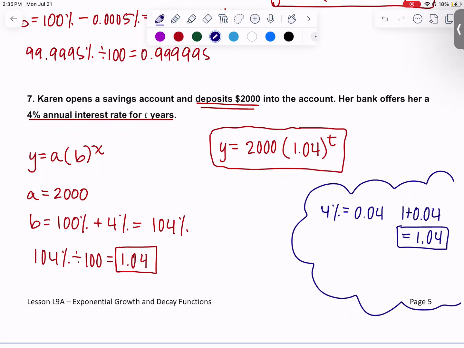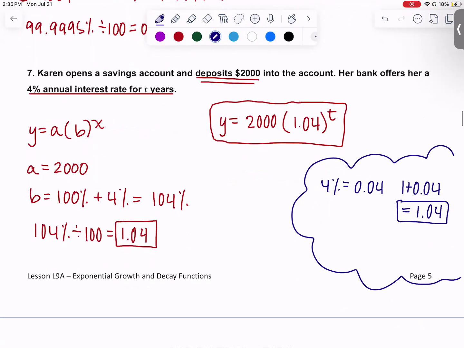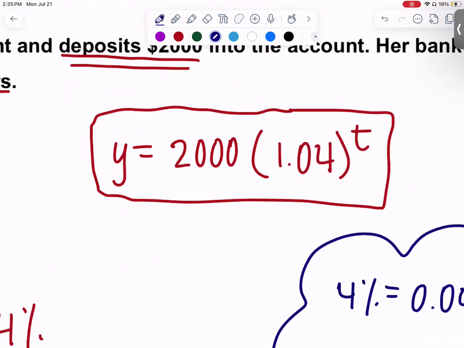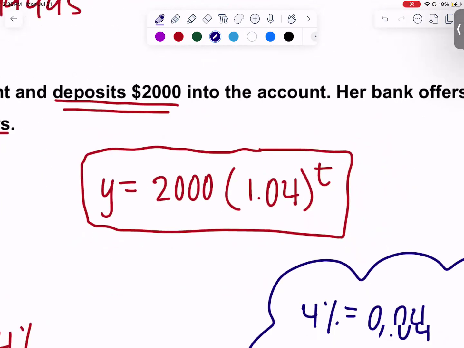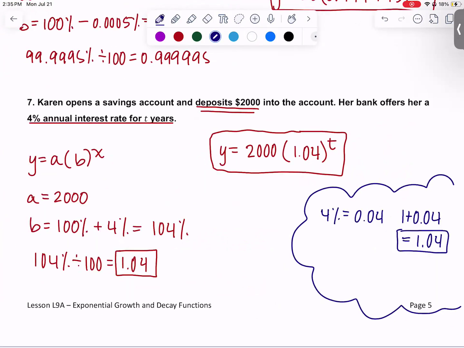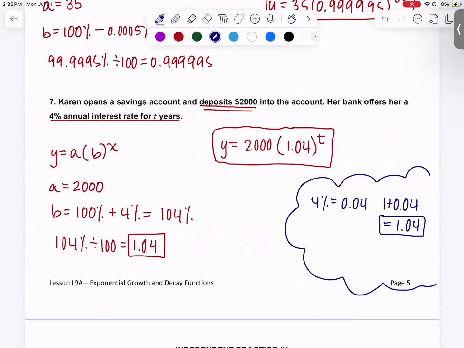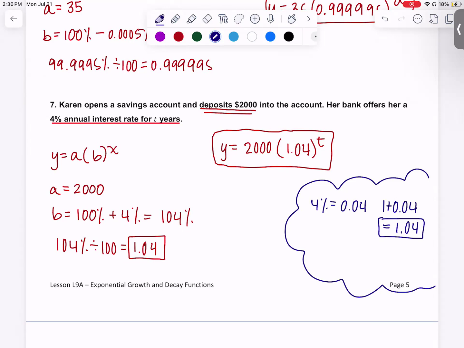You have to use 100% if you're using it in percent form. You have to use 1 here in blue if you're using it in decimal form. Okay? But either way, your decimal will be slightly bigger or slightly below 1. Your final b value should be bigger or smaller than 1. And that's what we saw with increase, growth, and decay from last week. Next page.